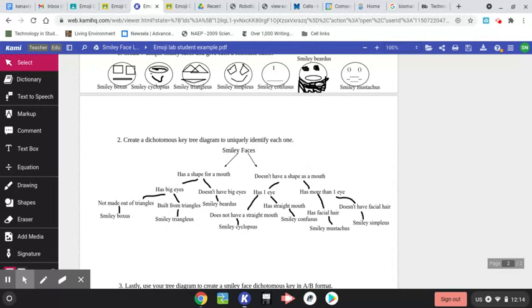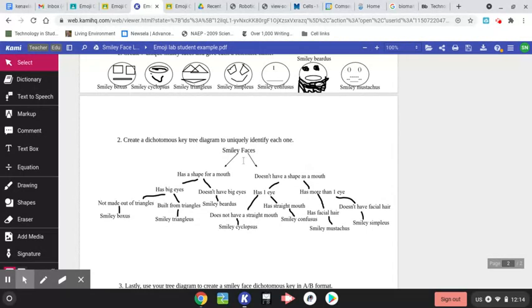But in this case, let's look at the group that has big eyes: not made out of triangles, Smiley Boxus, and built from triangles, Smiley Triangulus. Okay? So again, this is semantics. It just makes it easier. I would have put not made out of triangles, made out of triangles, right? So that's more what you're trying to do. Okay?